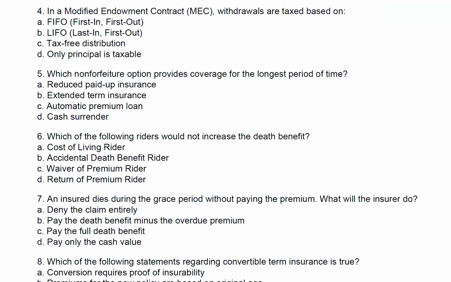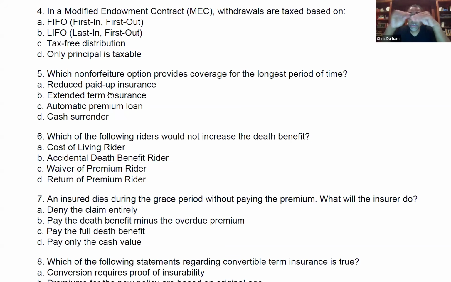Now let's say they had reworded this question and said, which non-forfeiture option provides the most coverage? Or it could say the most coverage, period, or the most coverage for a temporary period. Either way, most coverage, the answer would be B. B, extended term, gives you the same amount of coverage you had before on the policy. So that gives you more. Reduced paid up gives you less coverage for the rest of your life.